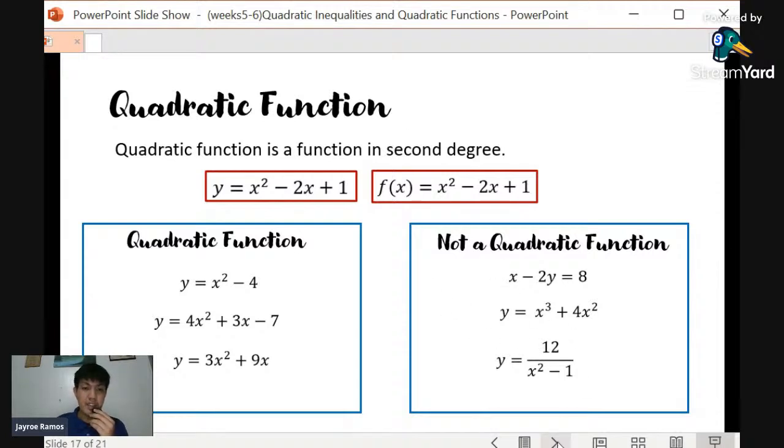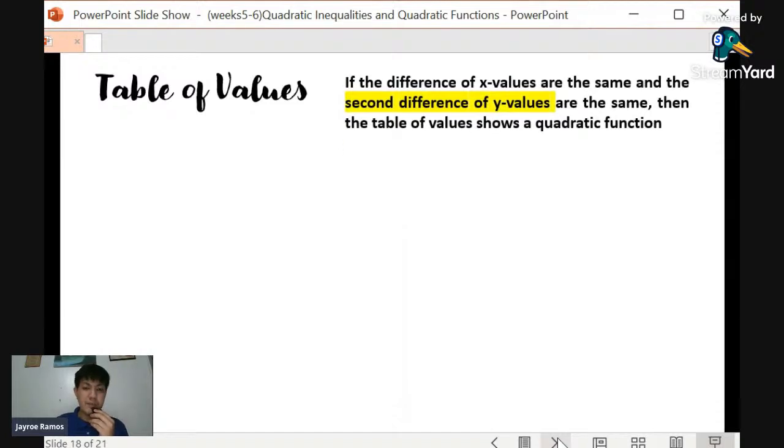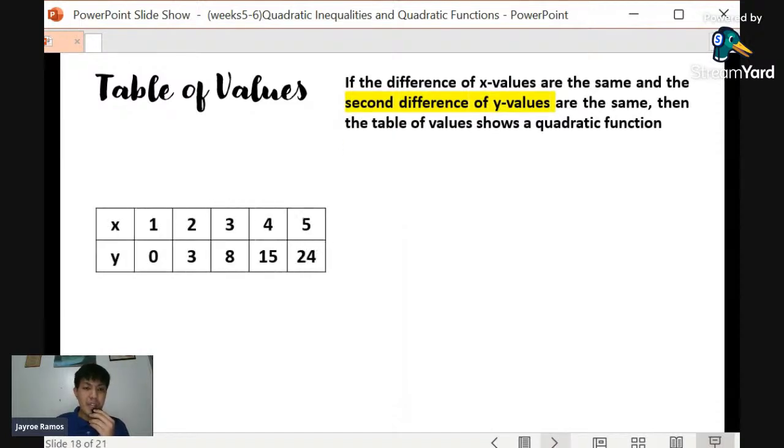Okay, let's proceed. So now you know already how to identify if the given is quadratic function or not. Okay, table of values. So ano ba yung pag sinabi nating table of values? So ito po yung table of values. So yung meron tayong x: 1, 2, 3, 4, 5. And then y: 0, 3, 8, 15, and 24. So yan po yung table of values. So meron tayong mga values ng x at saka ng y.